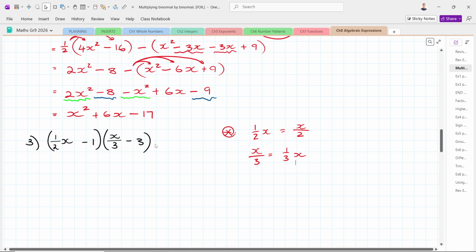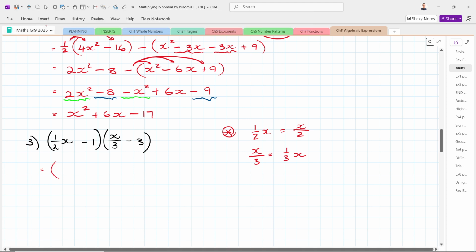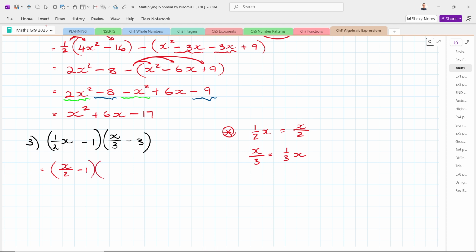The easiest option generally is to put it together. So I'm going to do that with the first one. And I'm going to write it as x over 2 minus 1. And I'll leave this as x over 3 minus 3. Still binomials, they still need to be multiplied. So firsts, outers, inners, lasts.